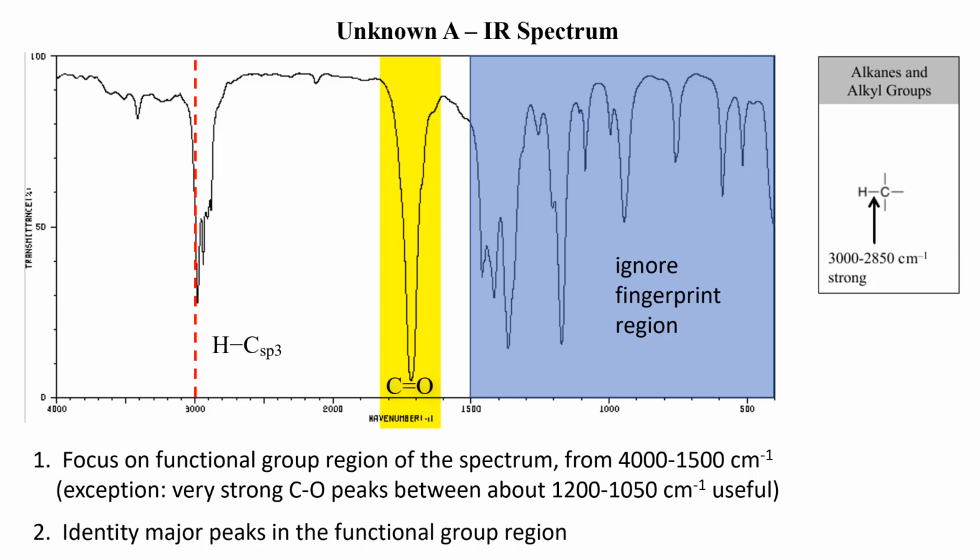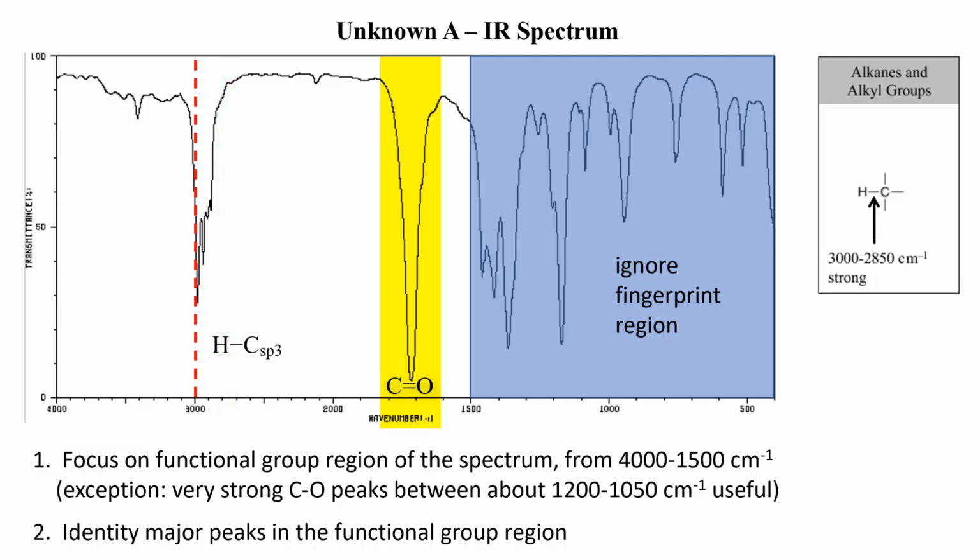It's a little too low for an ester carbonyl. Aldehydes, ketones, and carboxylic acid functional groups can be distinguished in IR by looking at the peaks that would go along with the C double bond O. An aldehyde would have a pair of peaks at about 2720 and 2820, and we don't see those here, so this would not be an aldehyde.